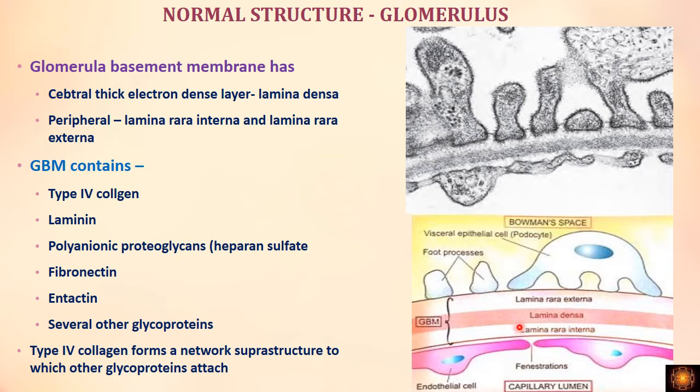When we see the composition of the basement membrane, typically it is made up of type 4 collagen, and on this type 4 collagen we have other glycoproteins attached to it, like laminin, polyanionic proteoglycans, fibronectin and entactin, and several other glycoproteins. But the main structure of the glomerular basement membrane is type 4 collagen, to which all the other glycoproteins are linked.